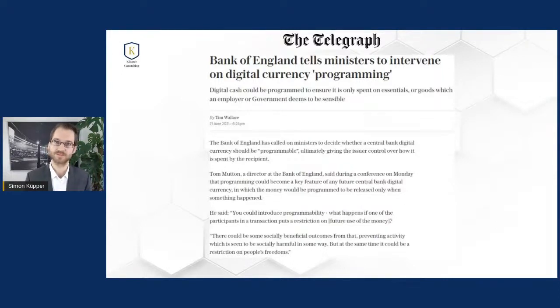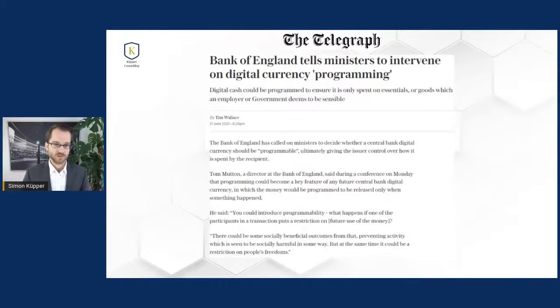No problem with that. But at the same time, it could be a restriction on people's freedoms. So yeah, what does it mean? I think the first paragraph puts it: digital cash could be programmed to ensure it is only spent on essentials or goods which an employer or government deems to be sensible, meaning the government decides what is okay, what you can buy or not, or your employer or whatnot. All right. And I know you might think, no, that's negative talk or too pessimistic or whatnot.